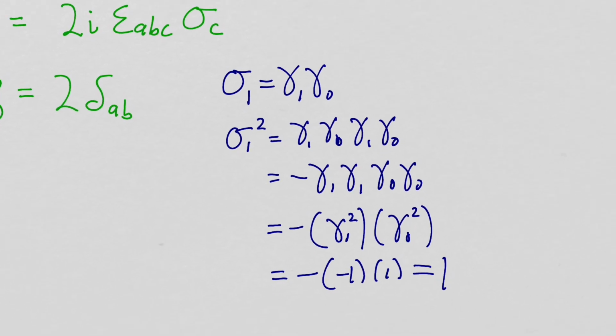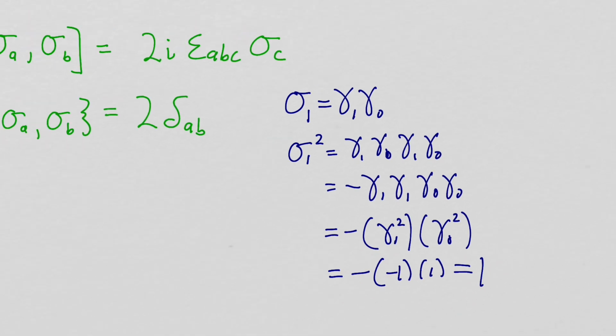We see this chain of logic, right? Sigma 1 is gamma 1, gamma 0, sigma 1 squared, gamma 1, gamma 0, gamma 1, gamma 0. You flip these two gamma 1, gamma 0s, picking up a minus sign because of the anti-commutativity of these basis vectors. And you have gamma 1 squared, gamma 0 squared, but gamma 0 squared in the space-time algebra is 1, but gamma 1 squared in the space-time algebra is minus 1. So you end up with the real number 1, right?